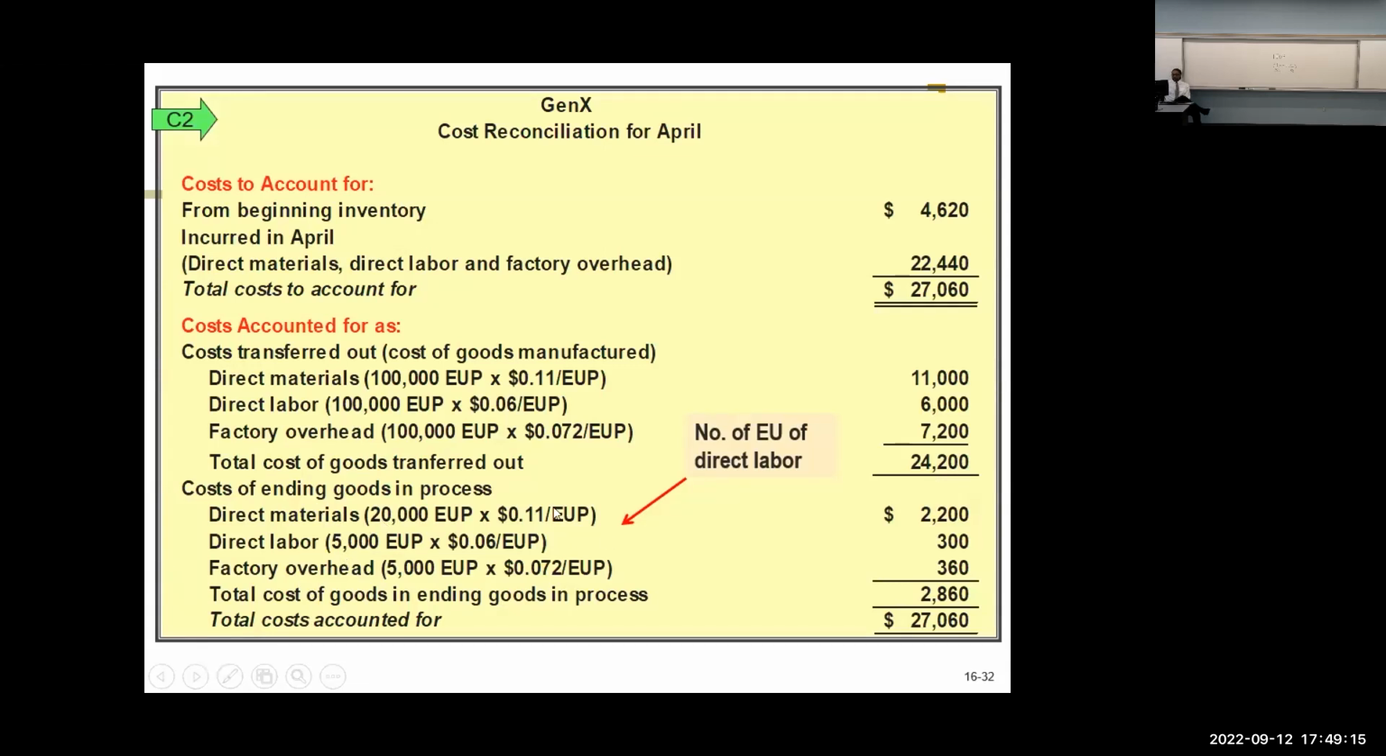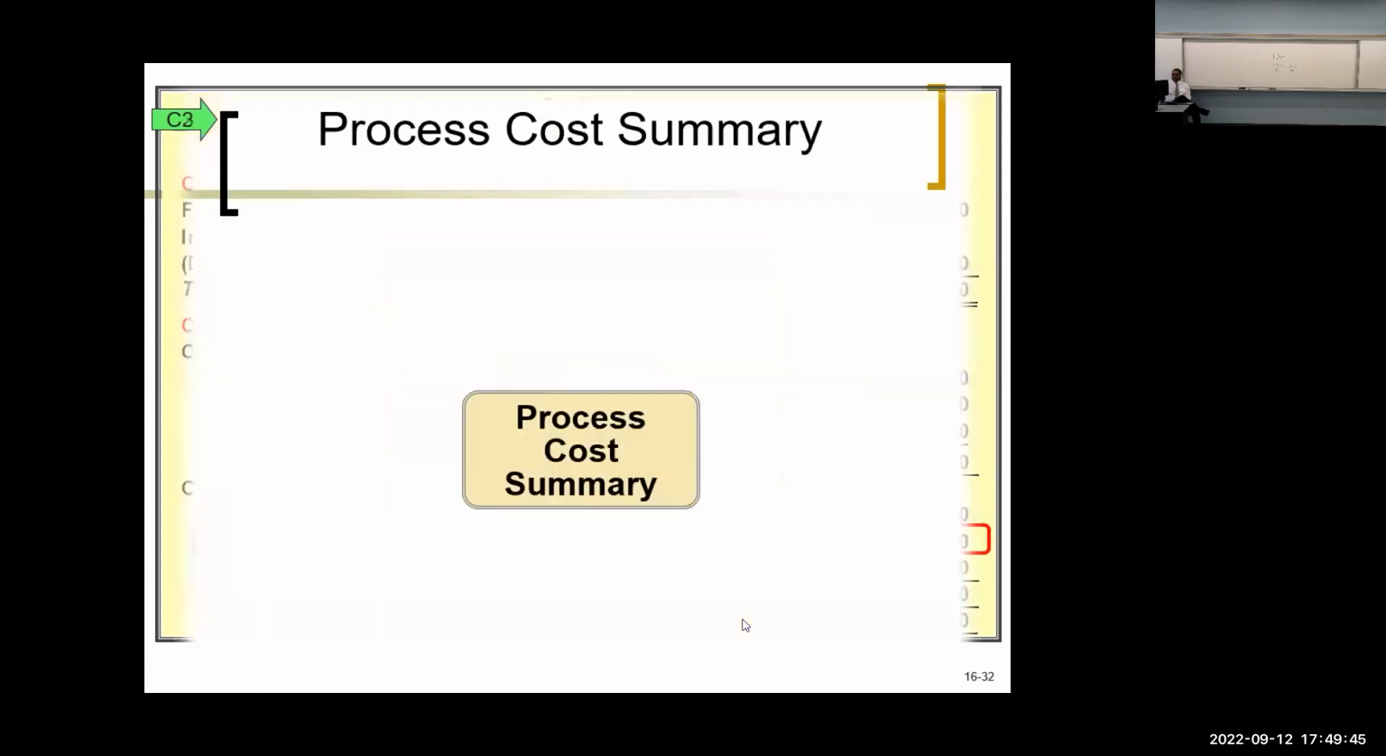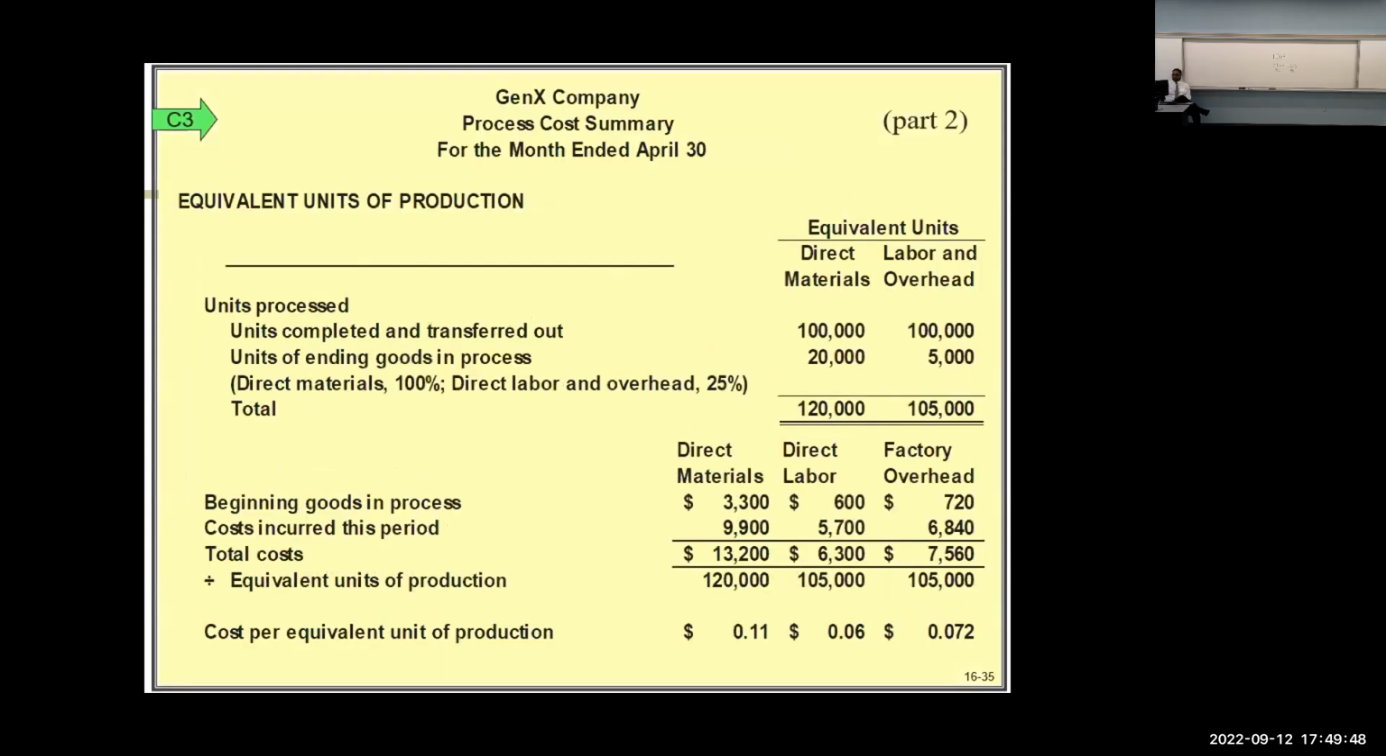Here's the 20,000 times 11 cents per unit for direct materials, which gives you $2,200. There's the 5,000 units times 6 cents per unit for direct labor, which gives you $300. And then factory overhead has 5,000 units times 7.2 cents, which is $360. Add those together, you get $2,860, sorry. Add these two, you get $27,060. And that is the end of that.